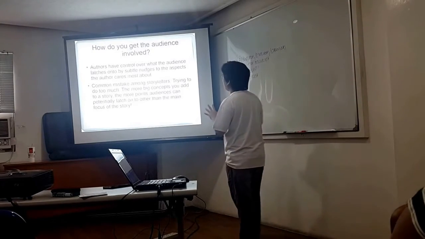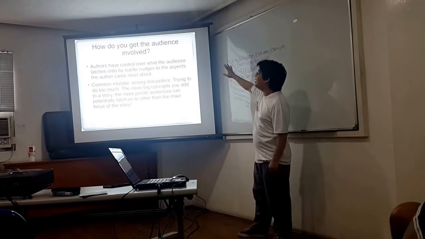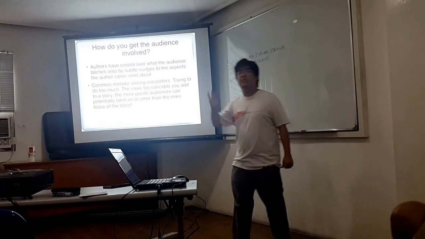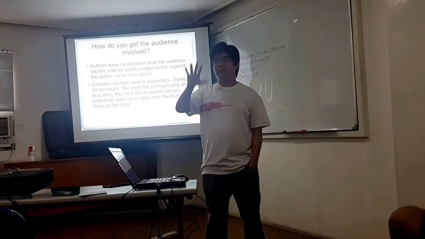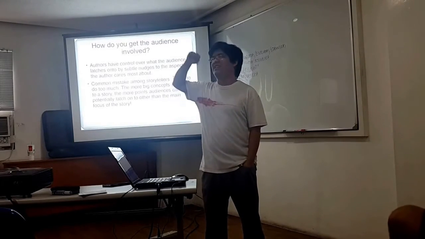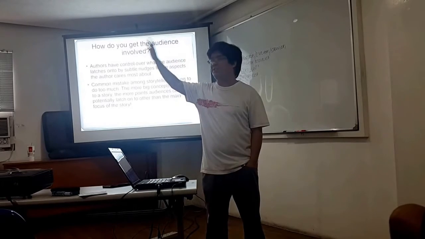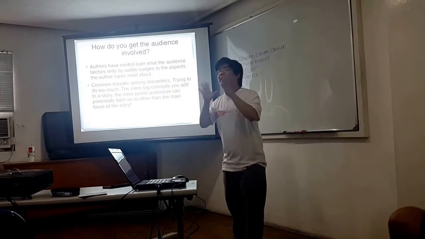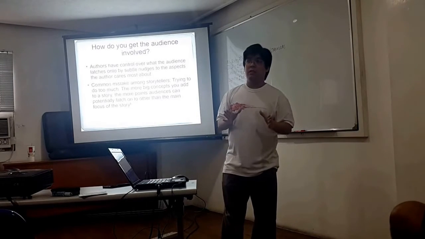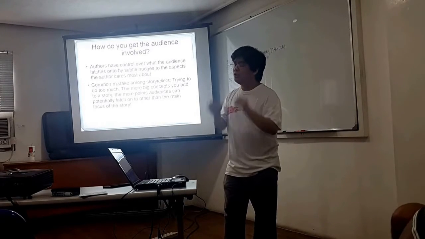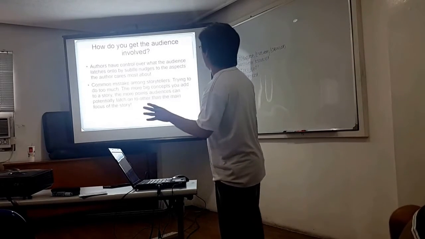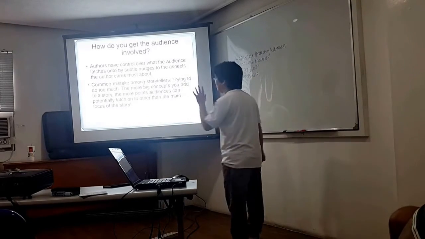Now, authors have control over what the audience latches onto by subtle nudges to the aspects the author cares most about. Here's the thing that's very important, particularly in the world right now with lots of fan fiction, lots of shippers, lots of people to change. Readers often latch onto things that we did not expect. But as authors, we do have subtle control over what they latch onto. Okay? So, what does that mean?